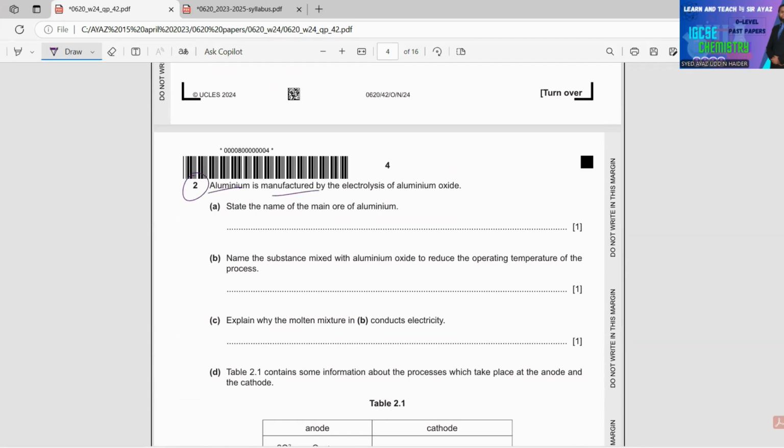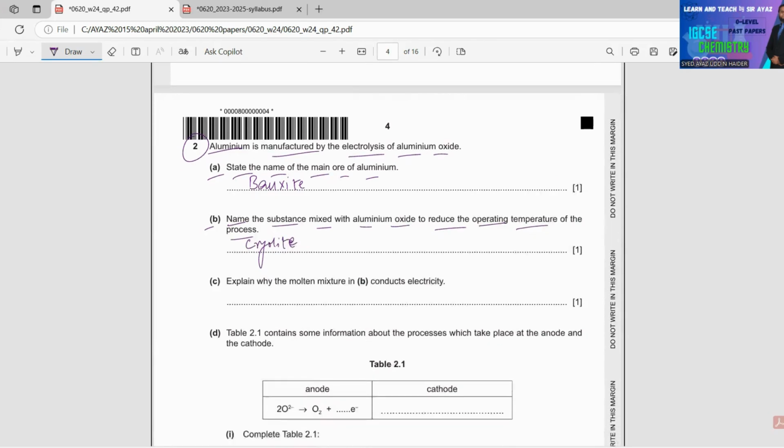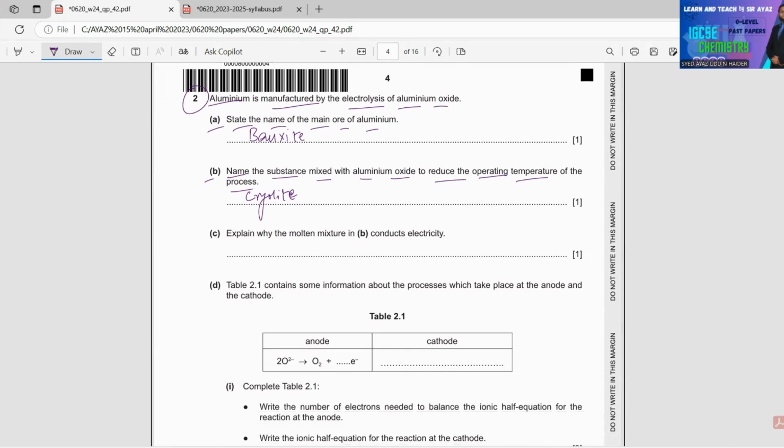Aluminium is manufactured by the electrolysis of aluminium oxide. A. State the name of the main ore of aluminium. It's learning by heart. We have the ore bauxite. So I will write bauxite here. Part B. Name the substance mixed with aluminium oxide to reduce the operating temperature of the process. It's cryolite. It's used to reduce the melting point, acting as a solvent, or to reduce the operating temperature of the process.